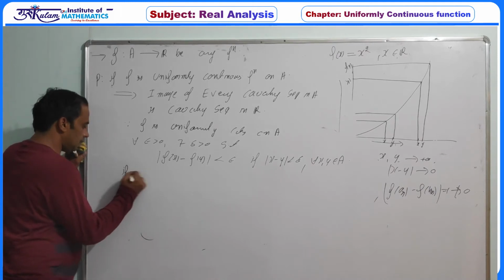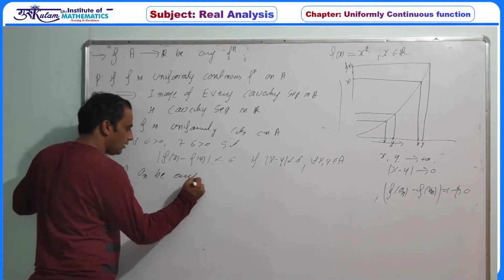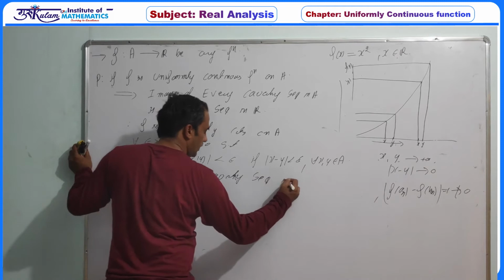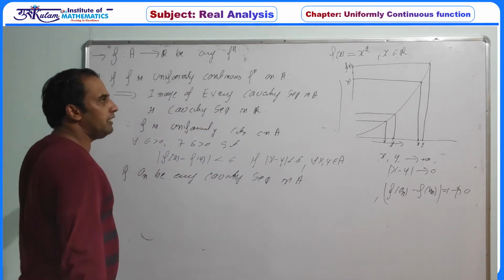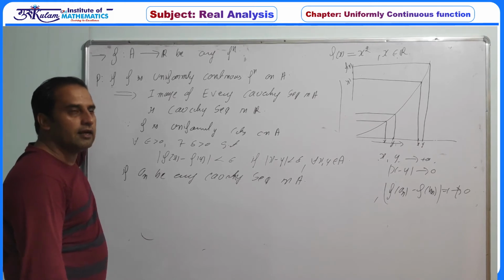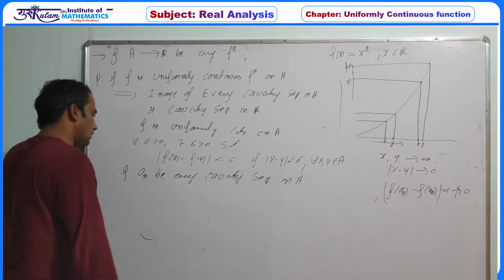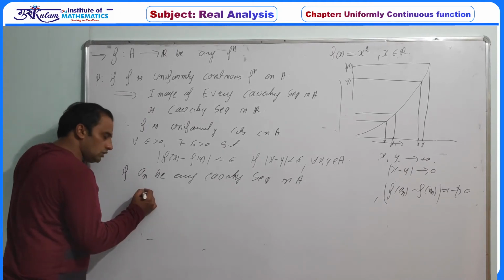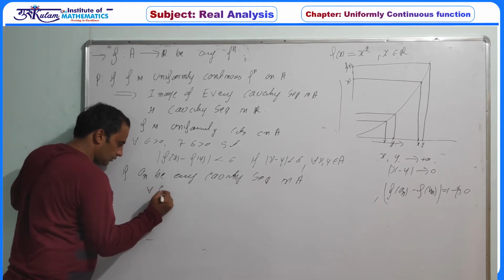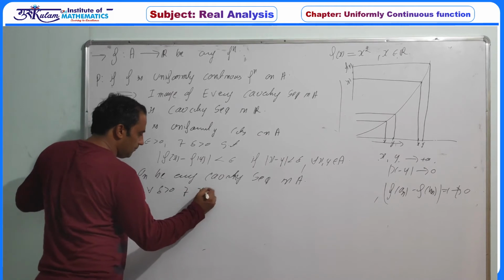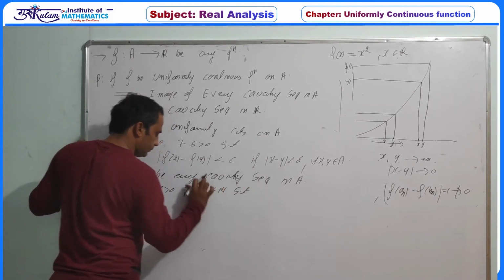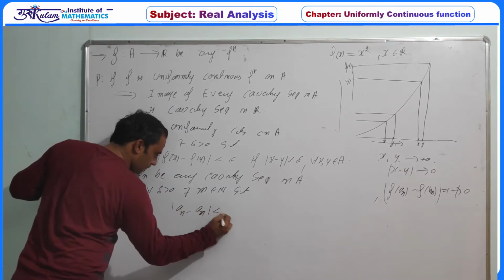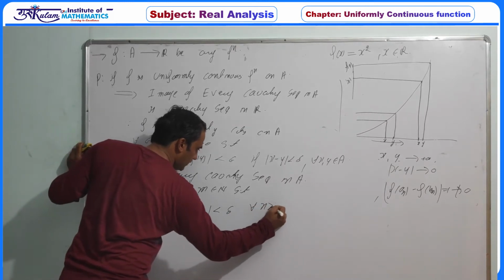Now if AN is any Cauchy sequence in A, we have to prove that the image of a Cauchy sequence in A under F is always Cauchy, if this statement is true. So if AN is a Cauchy sequence in A, then by definition of a Cauchy sequence, for every delta greater than 0 there is N belongs to the natural numbers such that the distance between AN and AM is less than delta for all n, m greater than or equal to N.